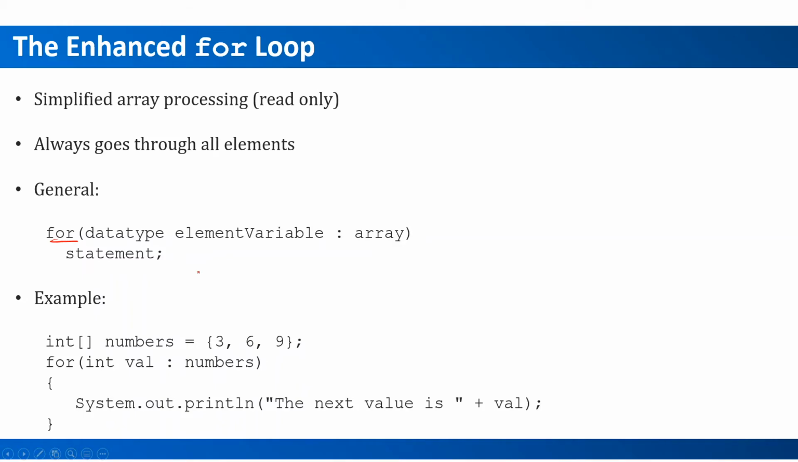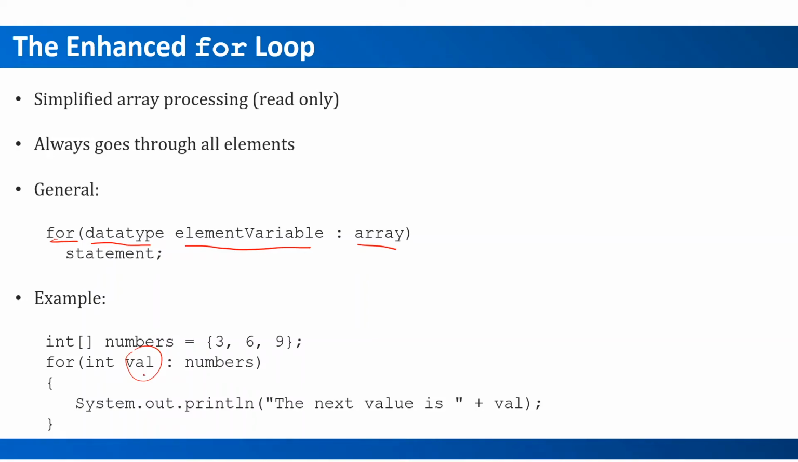that goes from 0 to the length and then increments, what really happens is that you create a variable with a data type similar to the contents of the array, and then it goes over the whole array using the array name. So if you have, for example, an integer array numbers equal to 3, 6, 9, you have 3 elements of integers. So what you could do is say for int val. That's your variable.